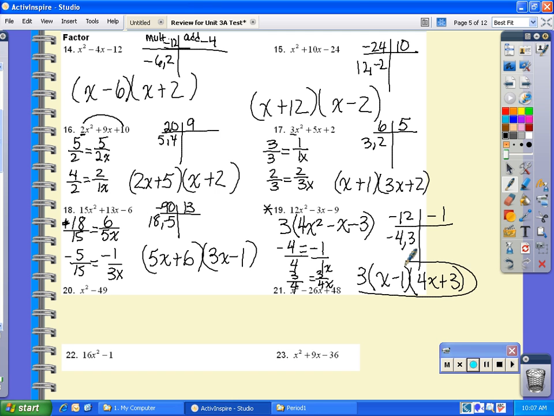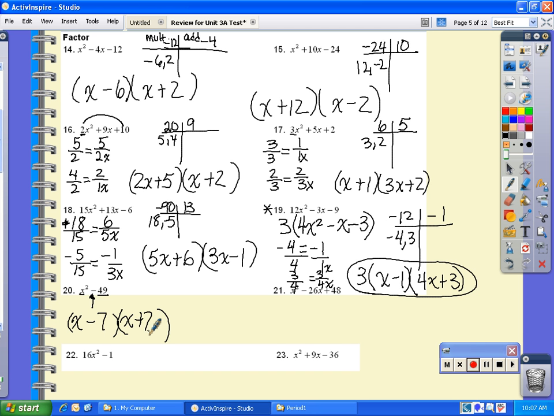So again, that one's a little bit more complicated. You could have gotten the same result, except it would not be factored completely. You would still have one of these binomials that had a GCF. For number 20, you should recognize the pattern, that the first term is a perfect square and the second term is a perfect square, and I have a minus symbol. That means that this is a difference of squares, and that's x minus 7 and x plus 7.